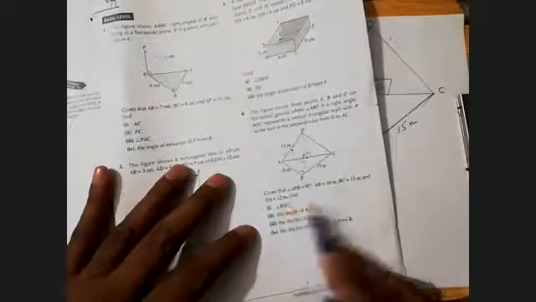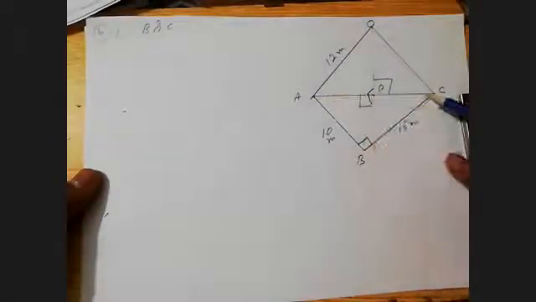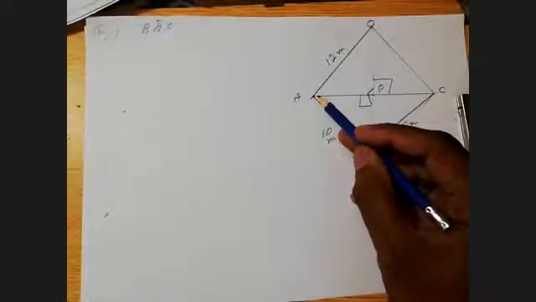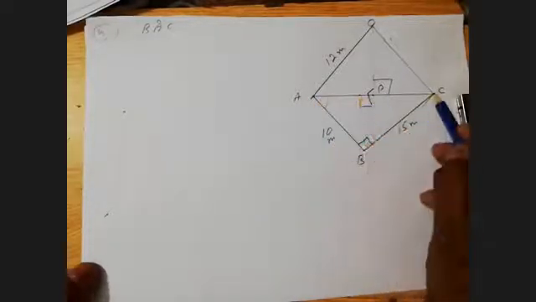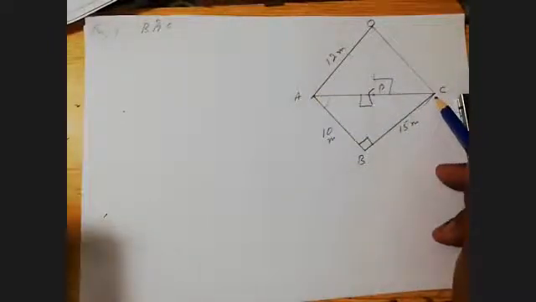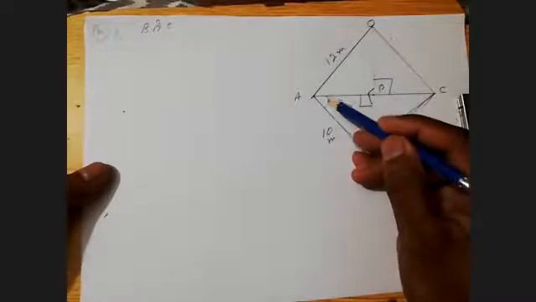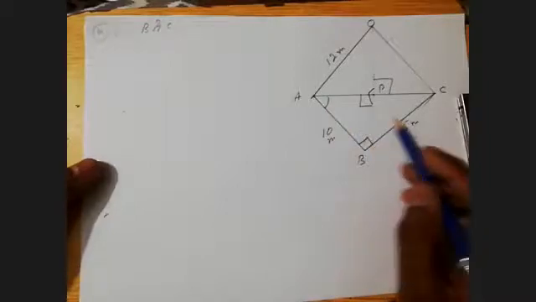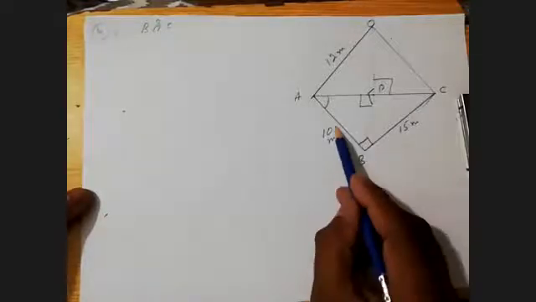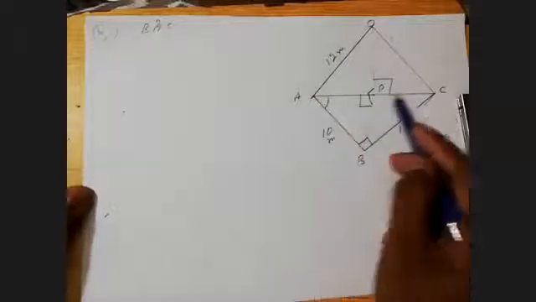We have to find out BAC. The first part, we have to find the angle BAC. This angle is required. As you know, this side is 10, but we are not given this side AC. You can find AC with the help of the Pythagoras theorem, but you can also find the angle BAC directly, because this is a right angle triangle.